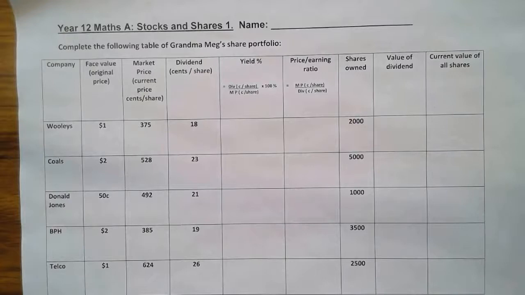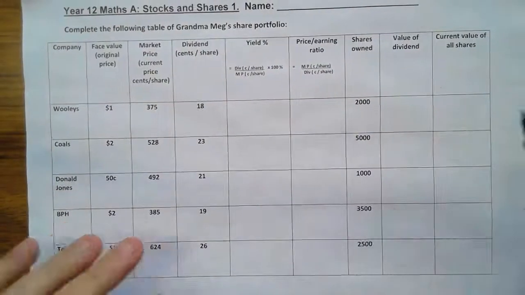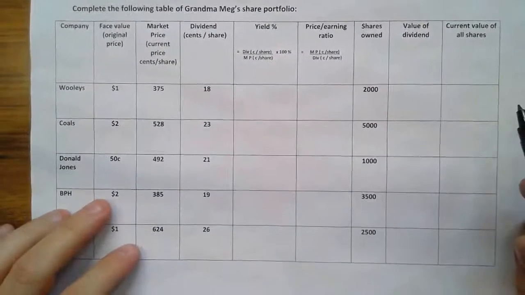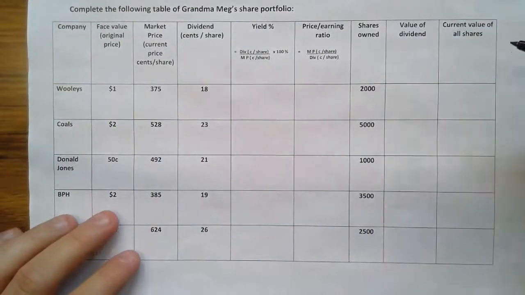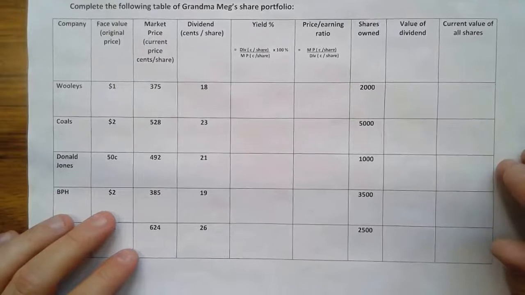Okay, we're looking at stocks and shares. We're going to complete this table. I'm not going to complete the whole table, just the first row, maybe the second, to show you how to work out yield and price earning ratio, value of dividend, and current value of all shares.